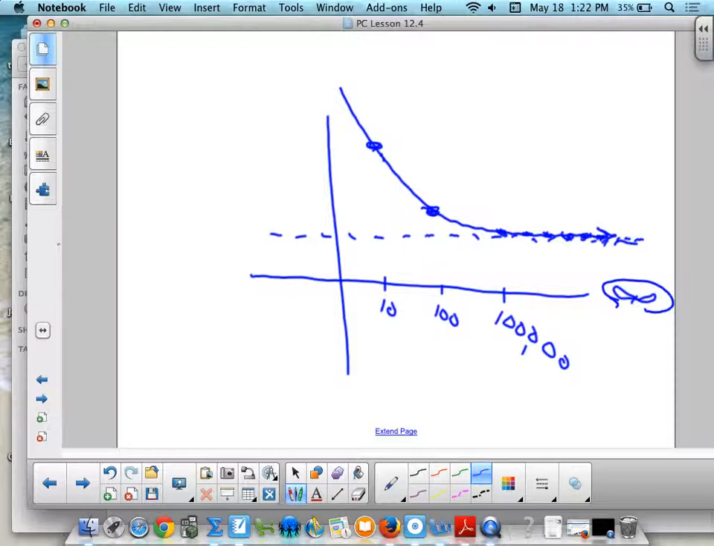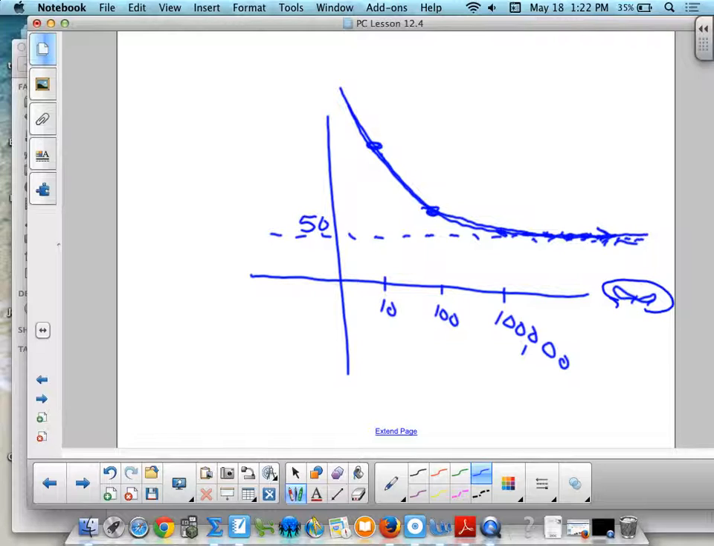Whatever the asymptote is. If the asymptote is 50, what's the limit? 50. As you plug in x values that are bigger, bigger, bigger, your graph just gets closer and closer to what number? 50. We're approaching 50. And that's what the limit is. What number are you guys approaching? You're getting closer and closer to 50 in this case.